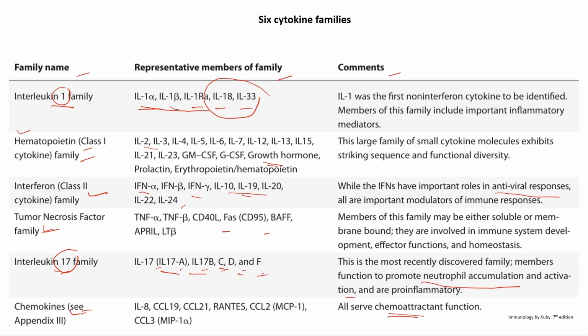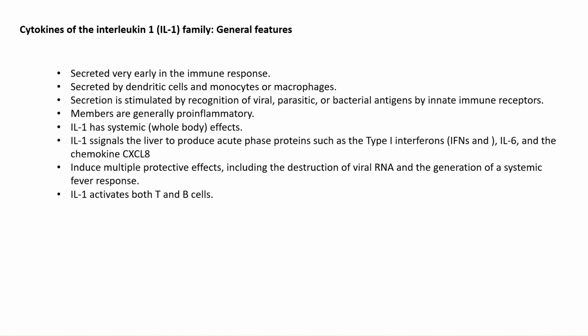Next come the chemokines, which function as attractants. For that, you have to remember interleukin 8, CCL 19, 21, like this. So if you are able to remember just a few of the interleukins and the overview of their functions, it will be easy for you to answer in any competitive exam. So now today we will study the first interleukin family, that is interleukin family 1.